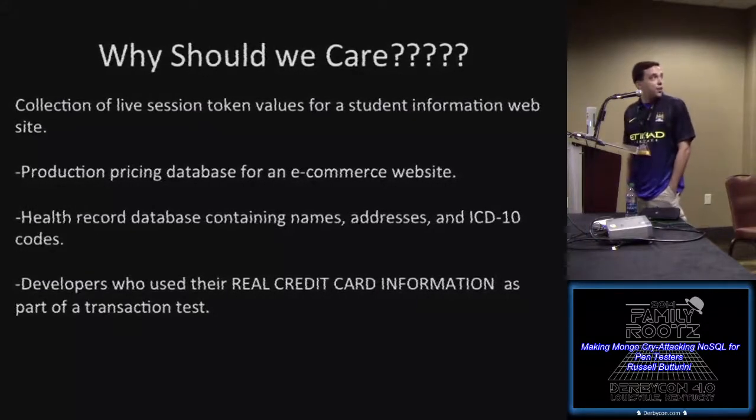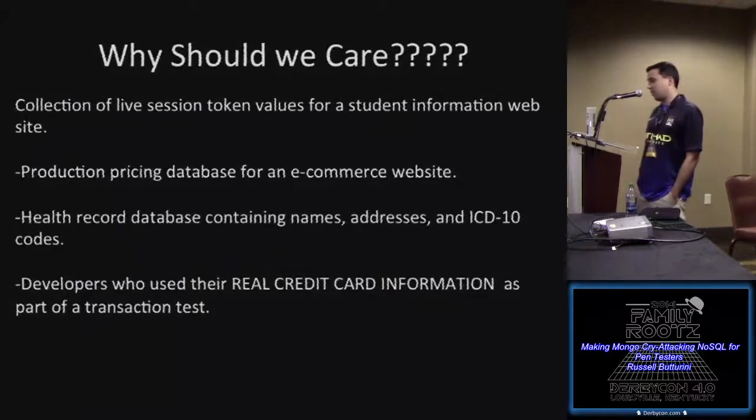What goes on? So some of the interesting things I found, there were session tokens for a student information website that also contained the students' social security numbers. There was a production pricing database for an e-commerce site, health records with ICD-10 codes and names and addresses and phone numbers. So that was pretty good. And I found some developers. This is really interesting. And I have friends who can tell you if it's a valid credit card number or not. I worked in banking for a while. And so they had an e-commerce application. And what they did is they put their real credit card information in, including their names, addresses, zip codes, CVV2 codes, to test their transaction for a penny on their real credit cards, and then left the database sitting out on the internet. Smart. Yeah.